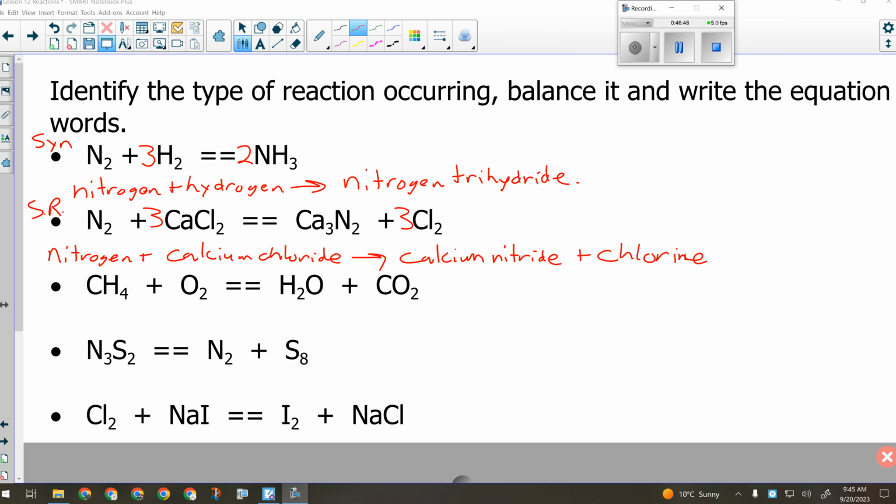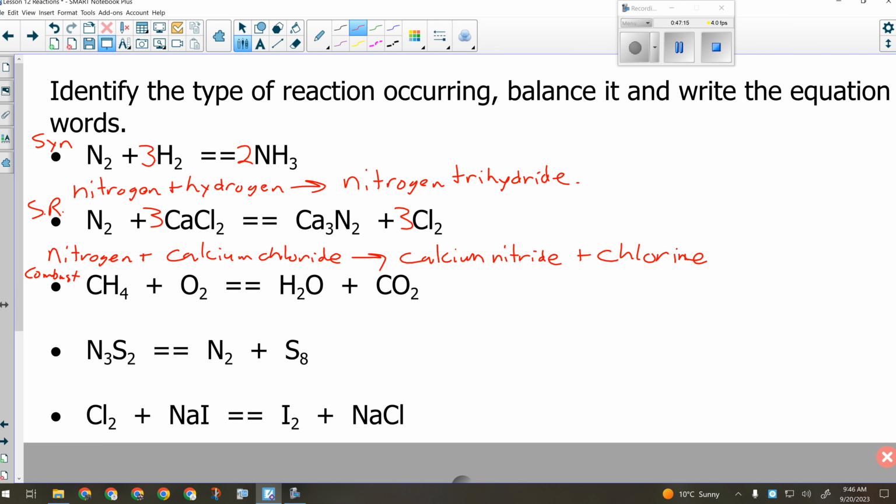What kind of reaction are we looking at for the next one? It's a combustion reaction, yeah. We have carbon and hydrogen reacting with oxygen to make water and carbon dioxide. Anytime your products are water and carbon dioxide, you're looking at a combustion reaction. What gas is this? That's methane. Spark gas. So that's a combustion reaction.